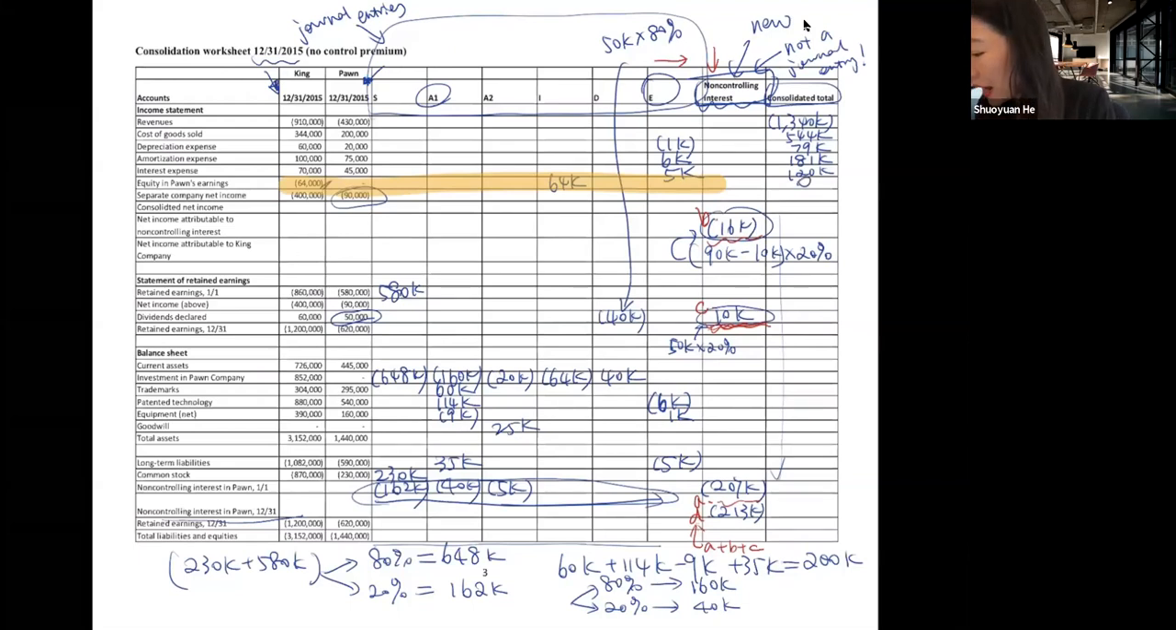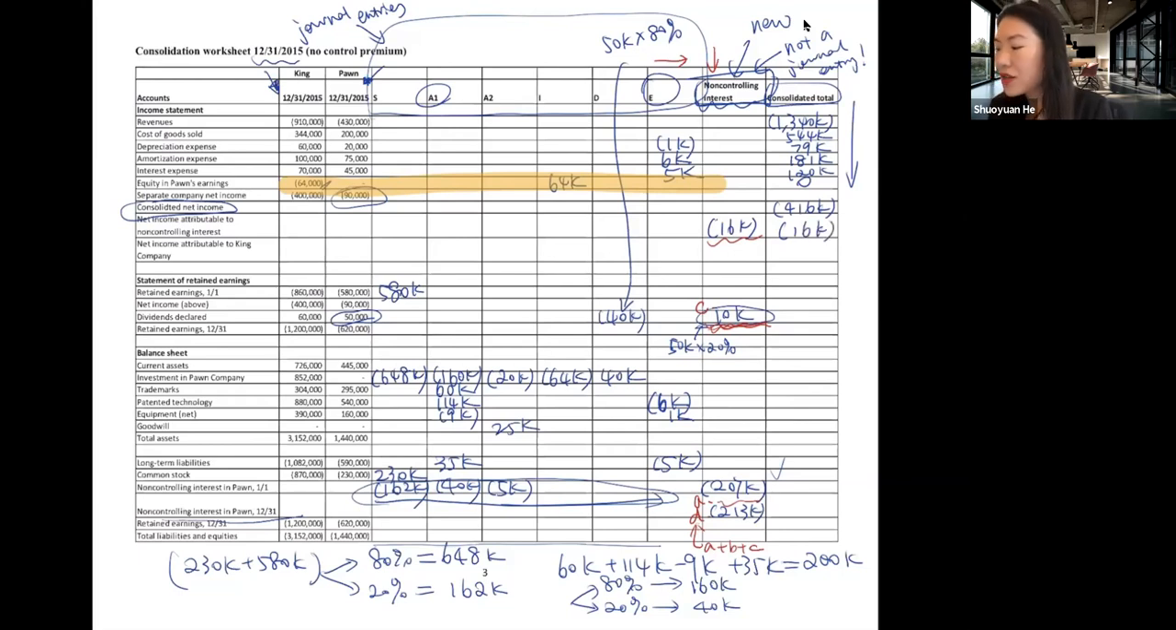And if you add up all of this, it will give you consolidated net income of 416,000. And this consolidated net income is divided between controlling and non-controlling interest. Let me erase this part. For the non-controlling interest, we already calculated 16,000. So the controlling interest would get 400,000. And this 400,000 is carried over to the statement of retained earnings.